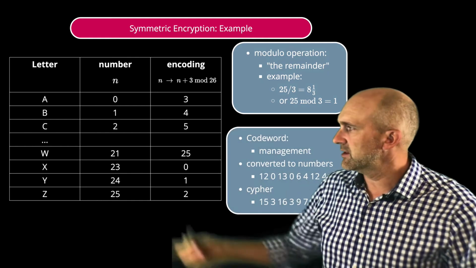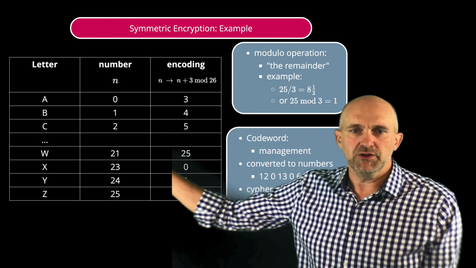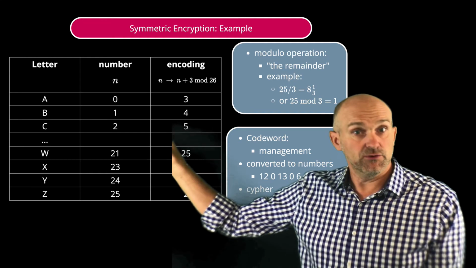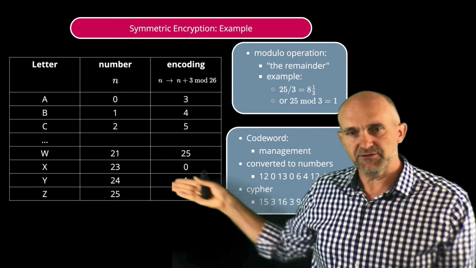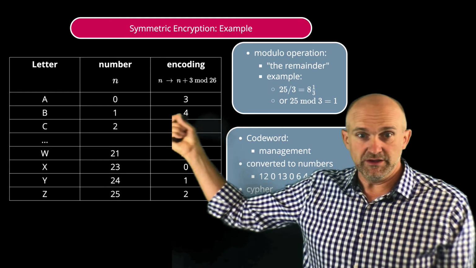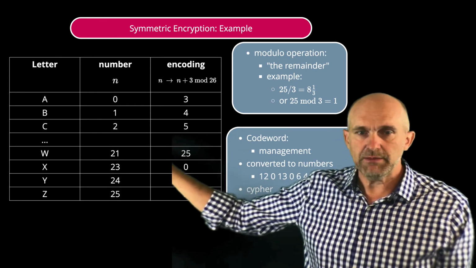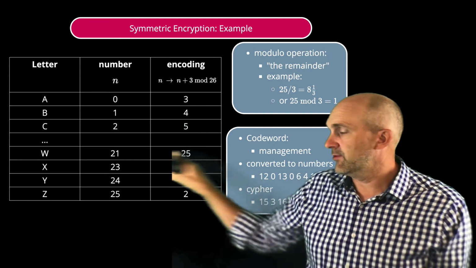As an example, if you want to take the word management, the letter M refers to number 12, the A refers to 0, so you have management converted to numbers 12, 0, 13, and so on. And then the cipher of this would just be the number assigned to the shifted one. So the M is no longer 12, it's now 15, and so on.